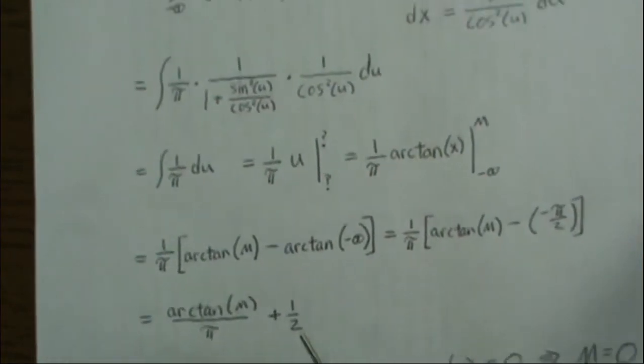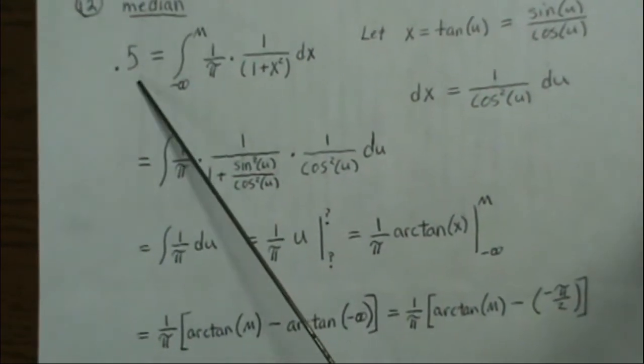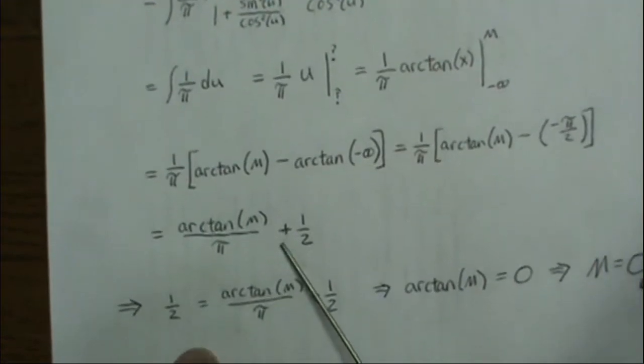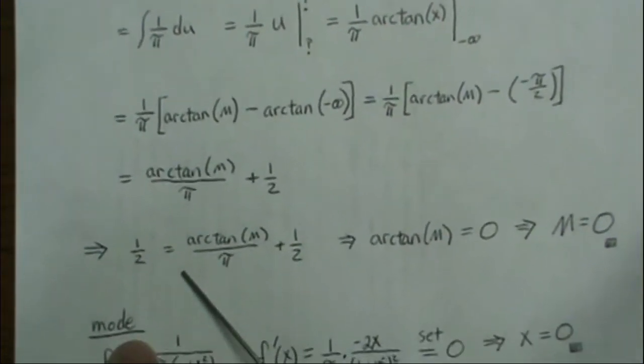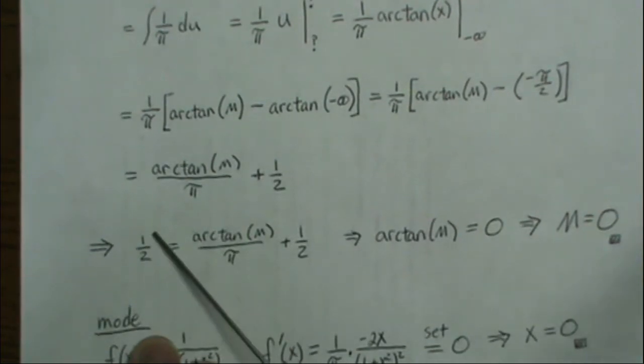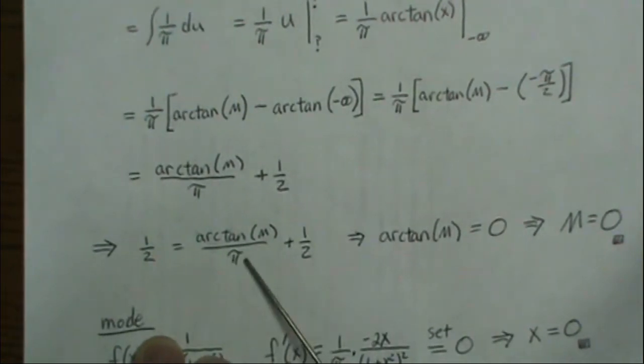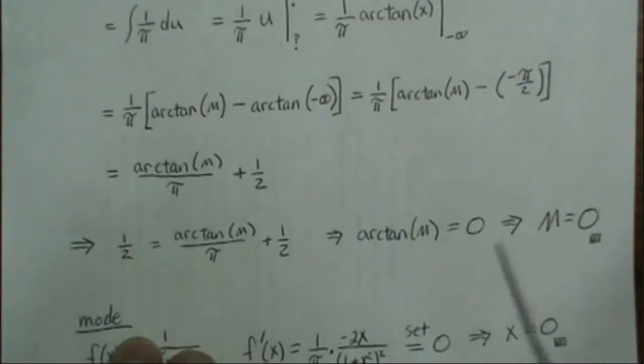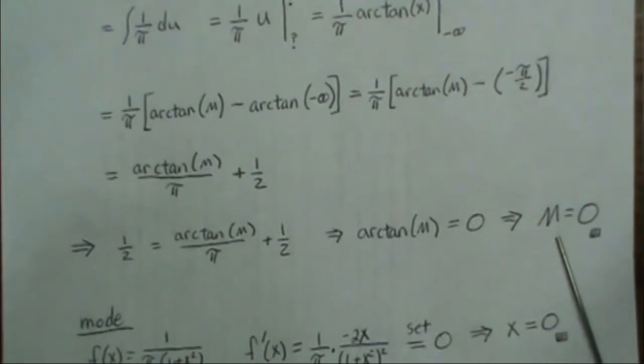But remember that it equals 1/2. That's what we started with. So this implies 1/2 is equal to this. Those cancel, times pi. So arctan of m is 0. Well, that implies that m is 0. So the median is 0.